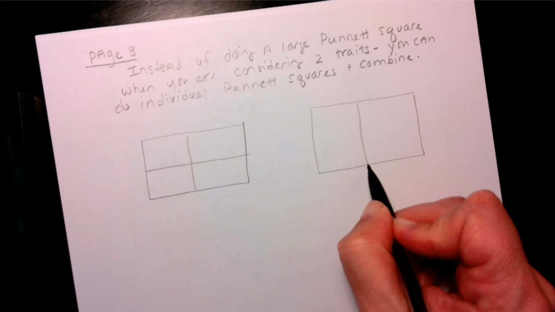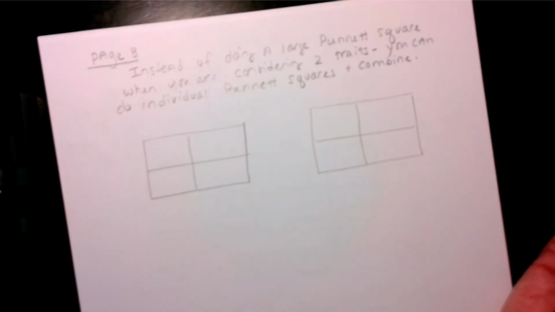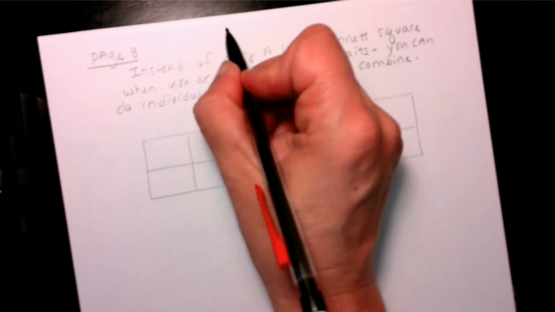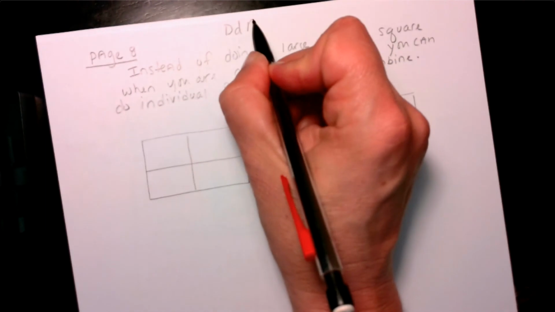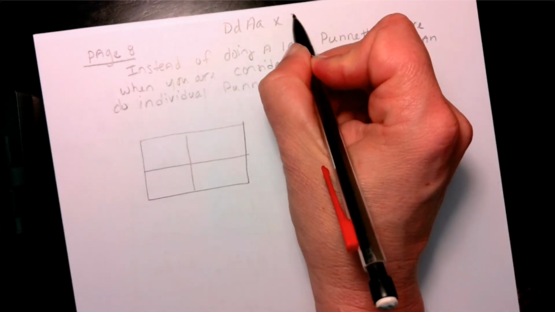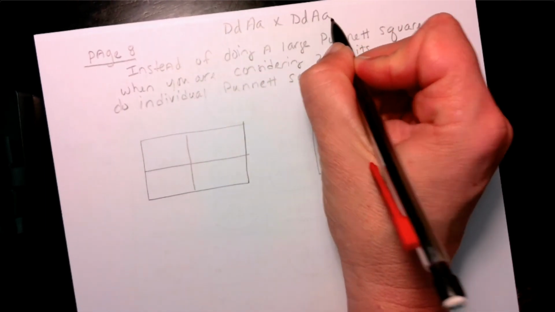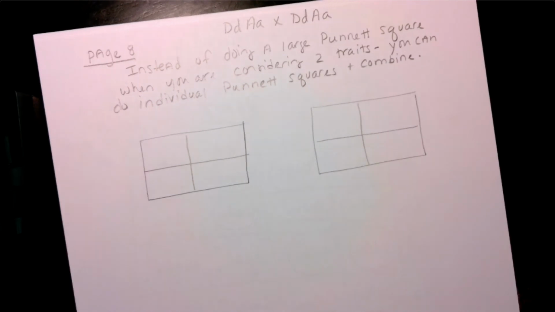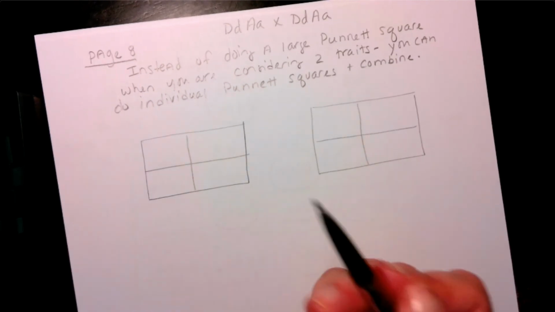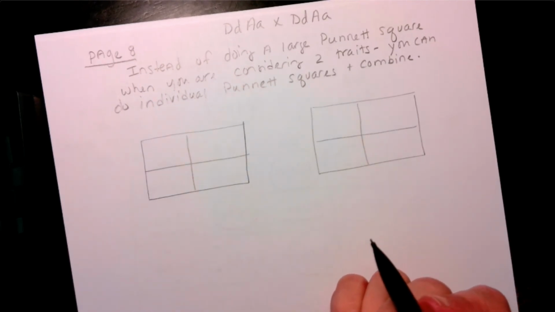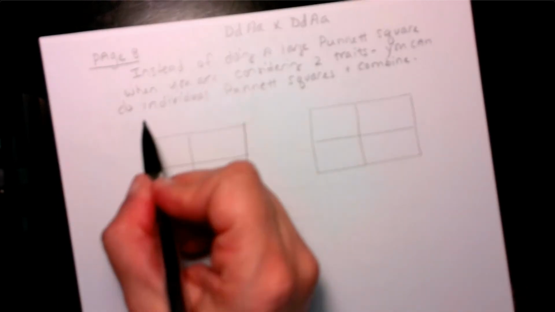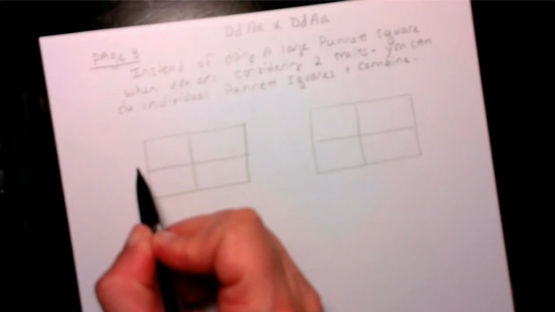All right. And we're going to use the same genotype we had in the last problem. We had a parent that was big D, big A, little a, times big D, big A, little a. Okay, the dimples and the being able to roll your tongue from our last problem. All we're going to do is split apart, and we're going to do one Punnett square for the D's, and we're going to do the other Punnett square for the A's.